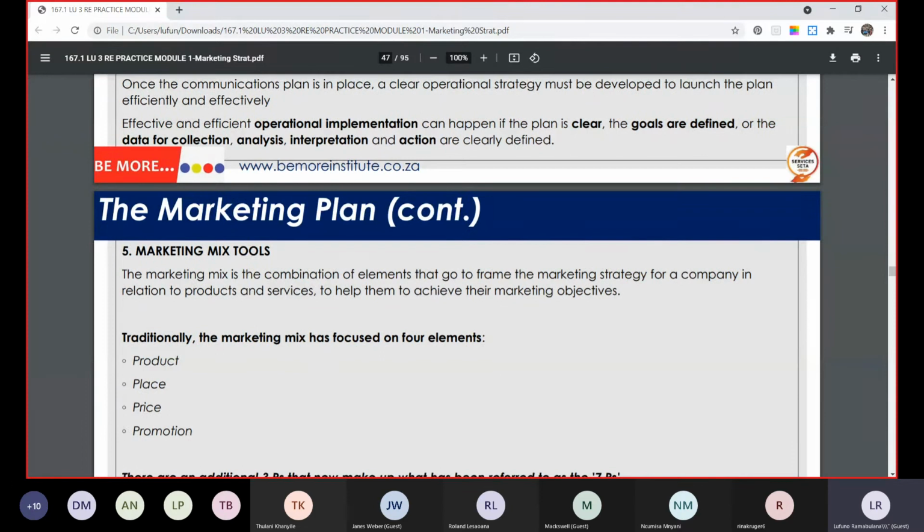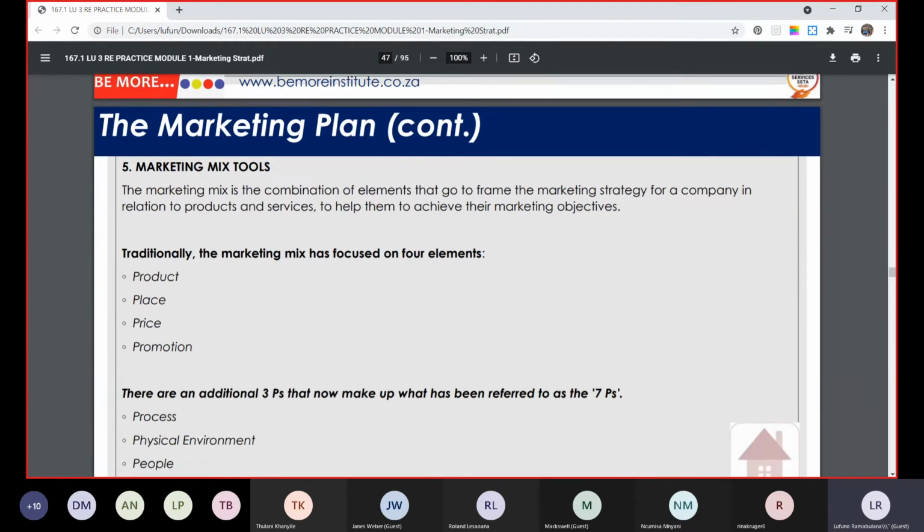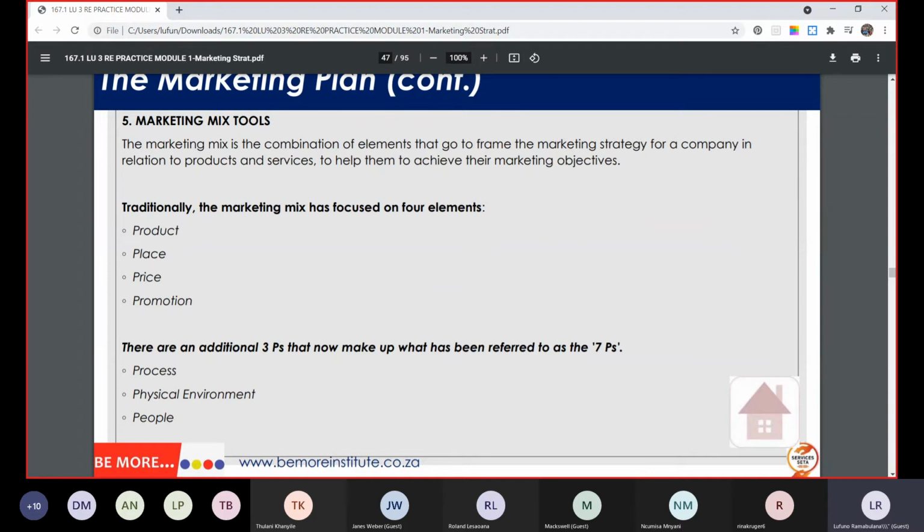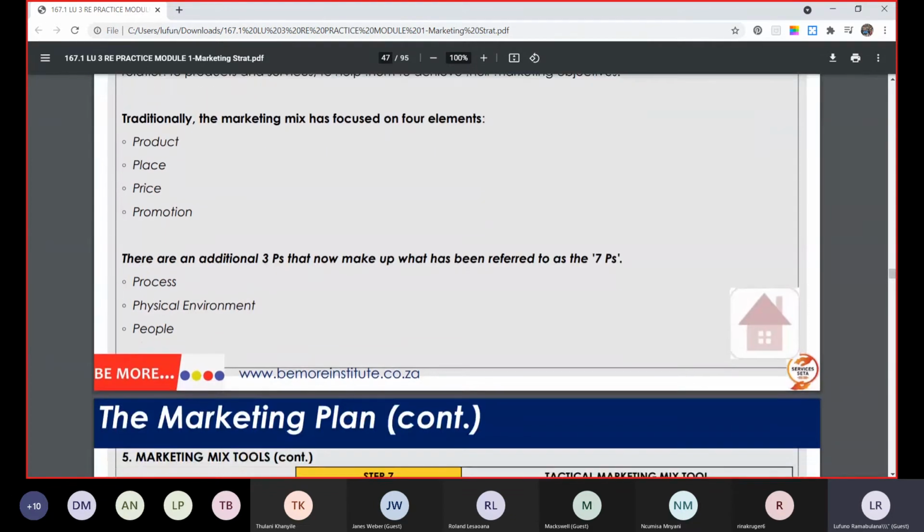Your marketing mix tools, that's number 5. The marketing mix is a combination of elements that go to frame the marketing strategy for the company in relation to the products or services to help them achieve their marketing objectives. Traditionally, the marketing mix has focused on 4 elements: product, place, price, promotion. What product do we have? What place, price, and then the promotion.